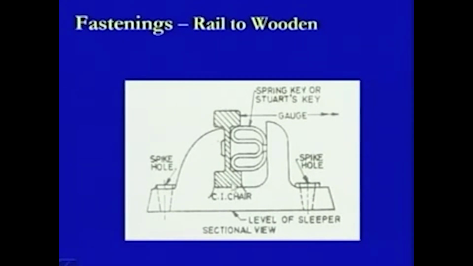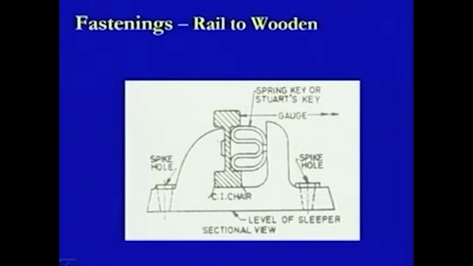So, in this section we have to use a spring key. This is a spring key. This spring is provided like this, and because of its springing action it will maintain the rail section in its location. Because of this, the rail section just sits here, and this assembly is termed as chair. So, this is a cast iron chair, and here there is a hole through which the spike has to be inserted.